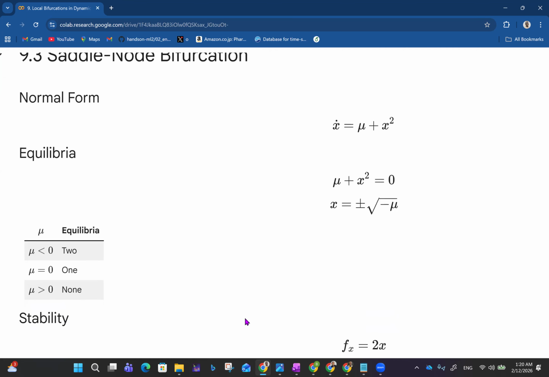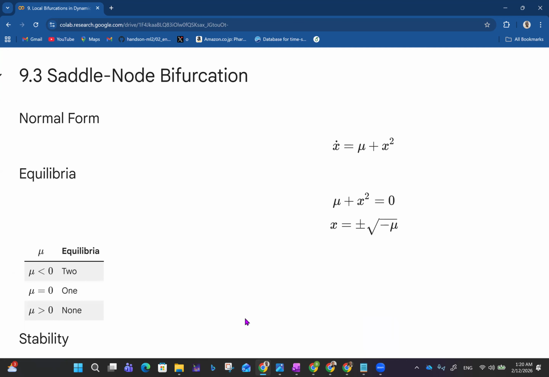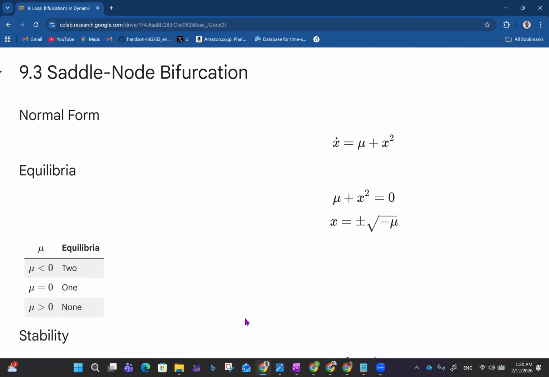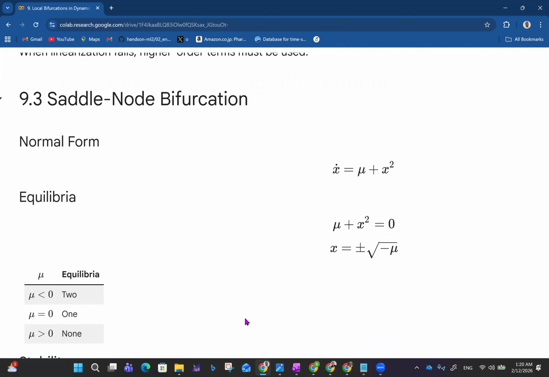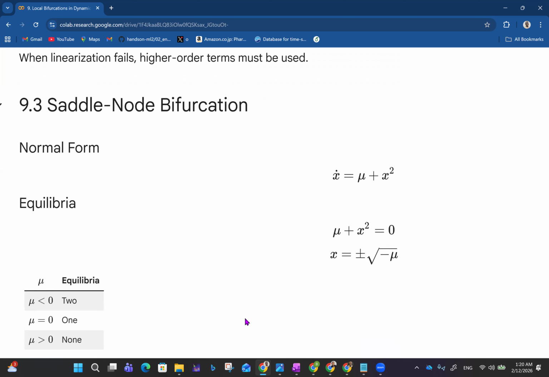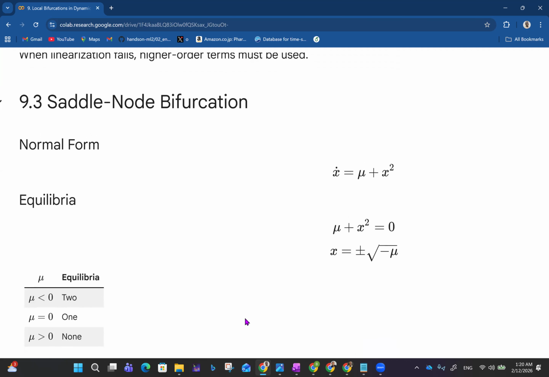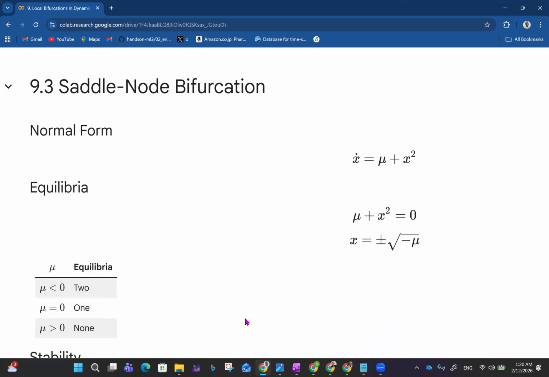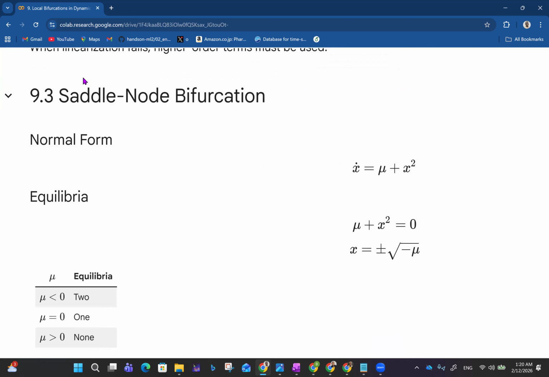Since we're talking about bifurcation, and it's local bifurcation in this case, you've done all the things you should do as far as local bifurcation is concerned. Now we want to consider the different types of bifurcation you can have. Imagine the saddle node bifurcation. The normal form of that is x dot equals mu plus x squared. The equilibria can easily be found when you equate this to 0. You have mu plus x squared equals 0.